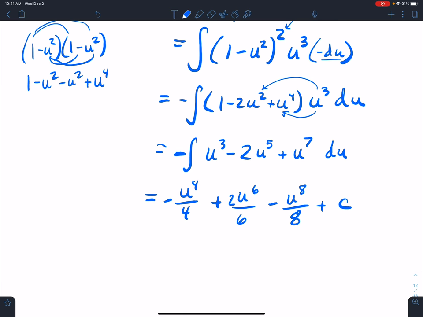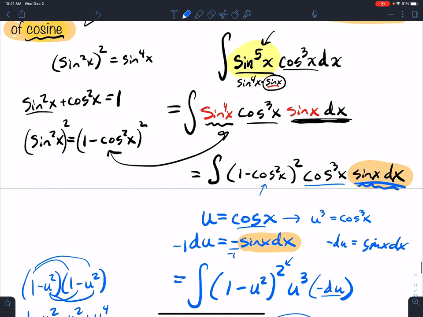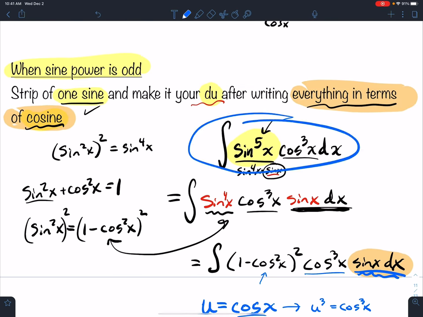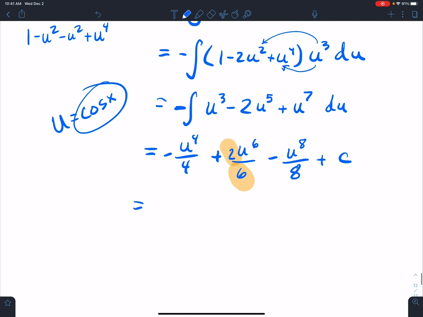This 2 and 6 will simplify. And I'm going to replace u with, well, what was u equal to? It was equal to cosine x. Remember, my answer needs to be in terms of the variable we started with. We started in x, we're going to end in x. So this is good, but it's not good enough.